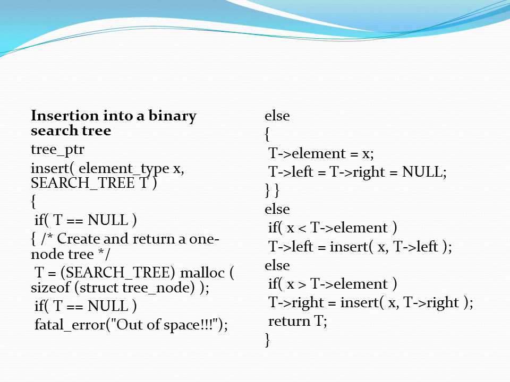After that, if X is less than the T element, then we have to insert the lesser element in the left subtree. So T left equal to insert of X comma T left. Otherwise, if X is greater than the T element, then you have to insert in the right subtree. So T right equal to insert of X comma T right. Then we are returning the tree.